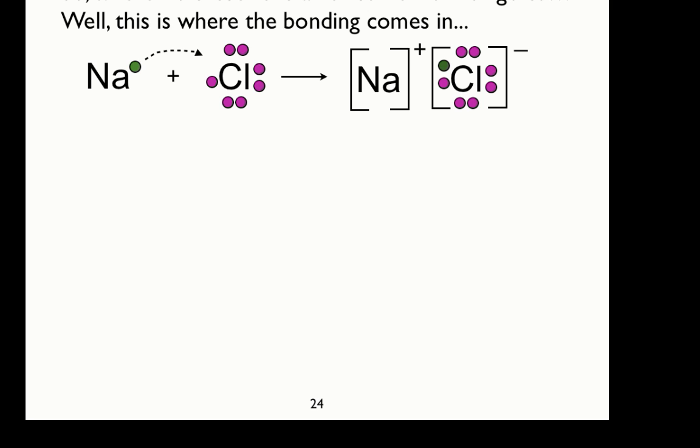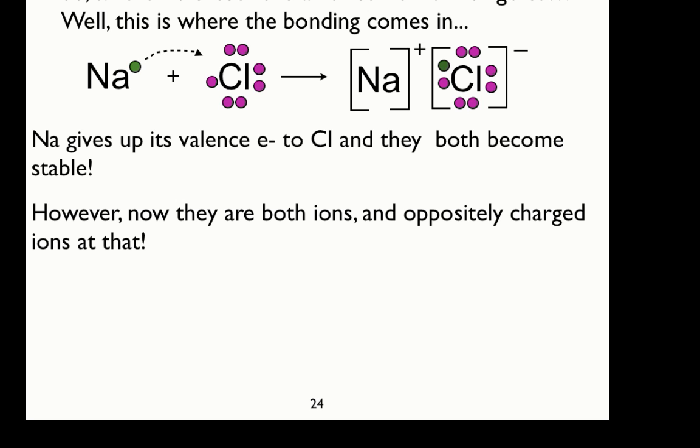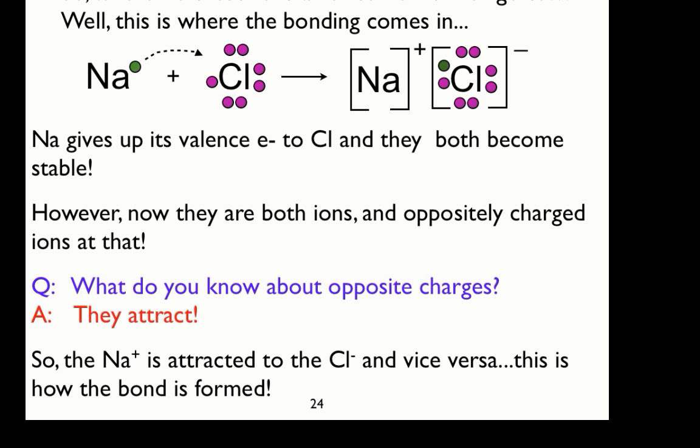Notice the brackets. Okay, so now what's happening is they both become stable, which is really what they want. But in the meantime, the sodium becomes positive and the chlorine becomes negative, and they're oppositely charged ions. So one's a cation, one's an anion. And so here's the question, what do you know about opposite charges? You know this. Okay, they attract. So the sodium is attracted to the chlorine and vice versa, and this is the bond. That's what keeps them together, this positive and negative charge.